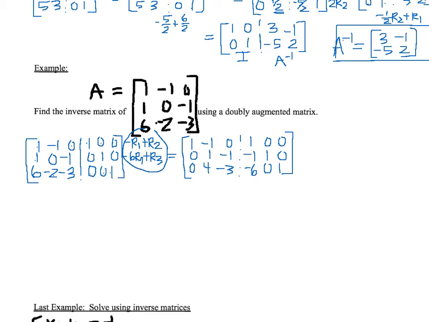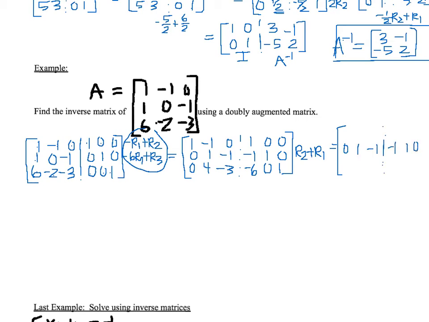Now I've eliminated the x's, so I want to use row 2, because that's the y row, to then eliminate the y's. So what I can do is add row 2 and row 1, because they're already opposites. And so let's do that. That means row 2 in this case is going to stay the same.